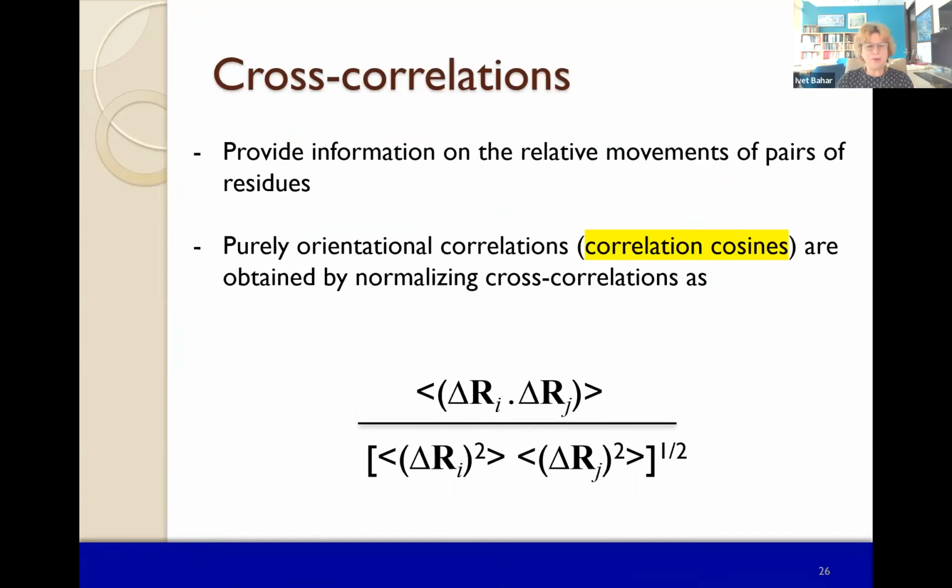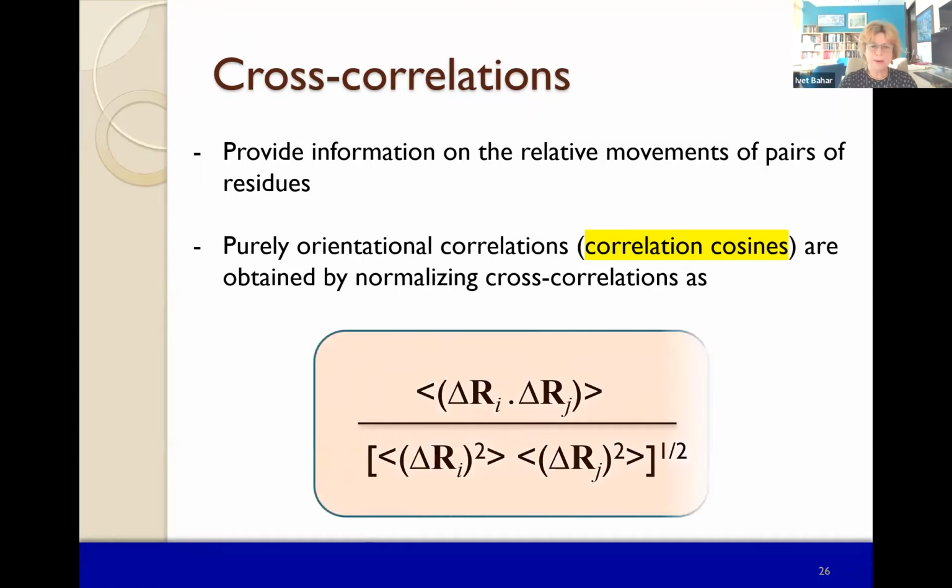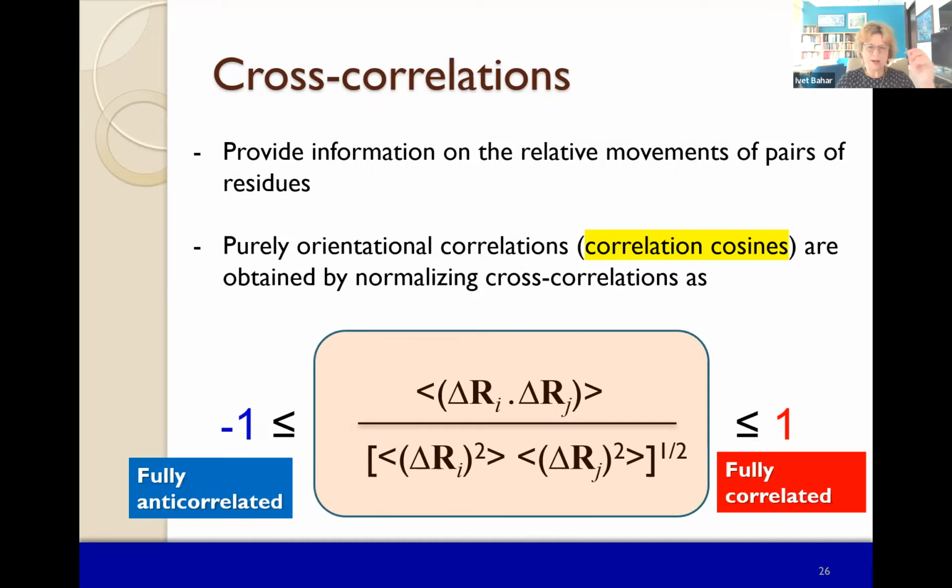All right, and then if you have the cross correlations here, and you would like to divide by the mean square fluctuations of the individual amino acid, square root of that, root mean square fluctuations in a sense, this gives you then just the correlation cosine, a purely orientational correlation between amino acids i and j. Okay, and that varies from -1 to +1, -1 being when the two amino acids undergo exactly opposite sense directions, but in a very concerted way. So they are strongly correlated. They are called anti-correlated. And +1 when they move again concertedly in the same direction. Okay, fully anti-correlated, fully correlated.